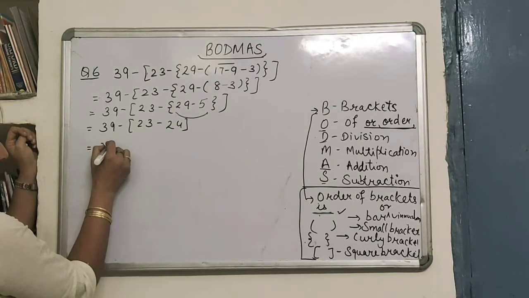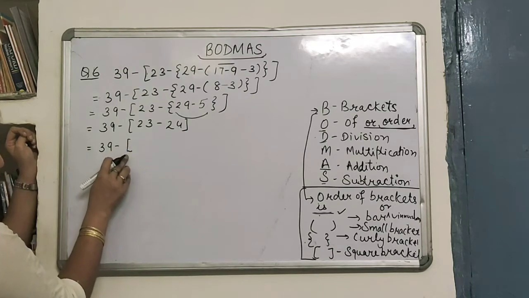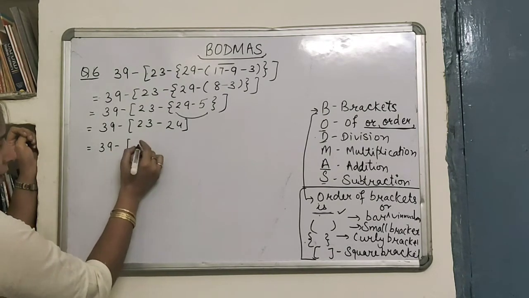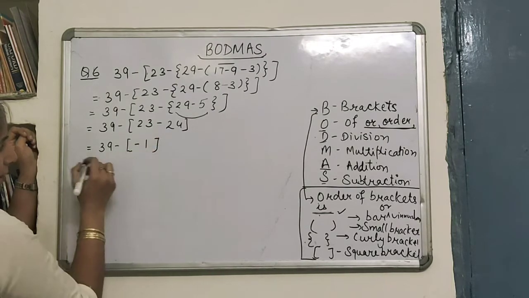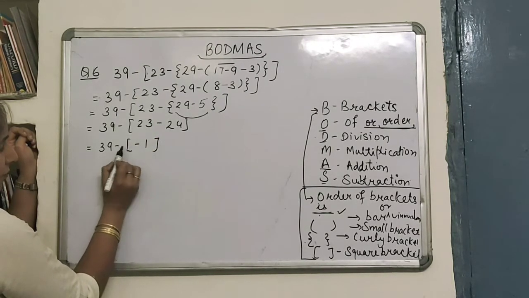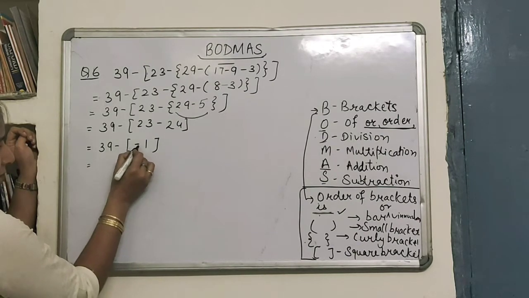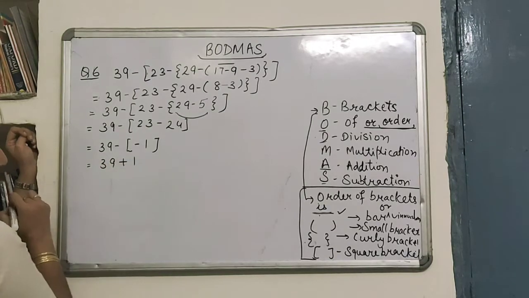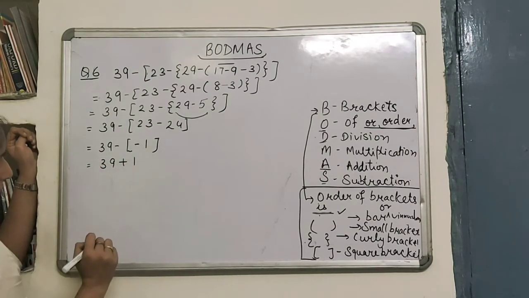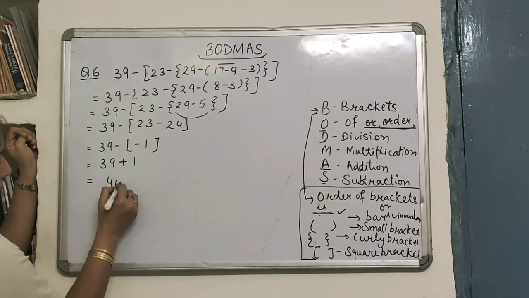Now 39 subtraction. Now I am not removing the big bracket or the square bracket right now. I am just solving it because I know we will get the negative number here. So why I am not removing? So that we will not overlook the negative signs. So negative times negative equals to positive. So 39 plus 1 it will come. Now I have removed the square bracket. Okay. So answer is 40 here.